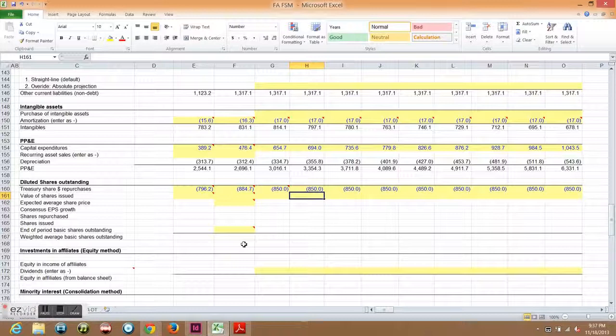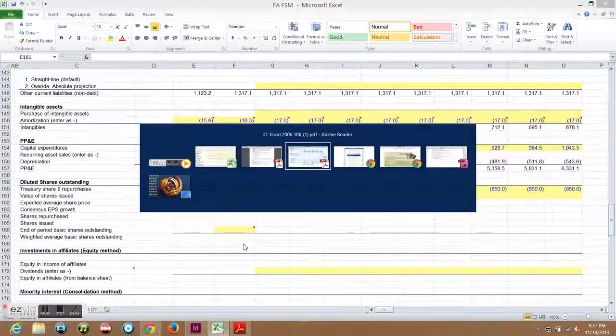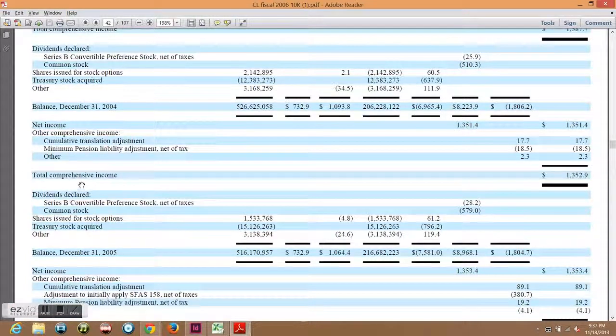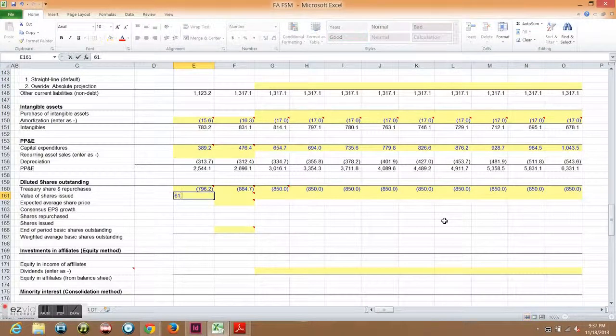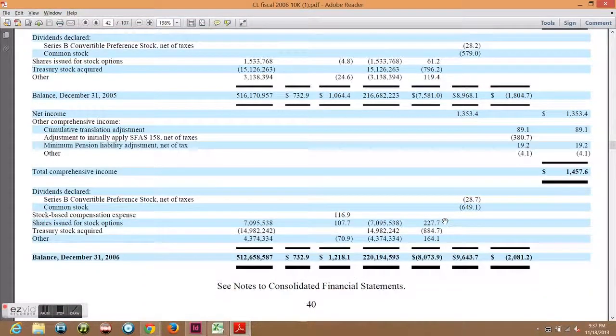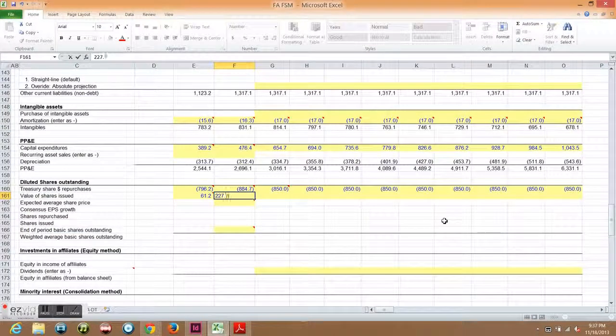Well, if you go back to your 10K, go back to our retained earnings, and go to 05, we see shares issued for stock options. This is a number we're going to use, not common stock, but shares issued for stock options. These are the shares that are going to be issued. Over here it is 61.2, and over here it is going to be 227.7. So what assumption can we make here? Typically we can just say 227.7, saying that we don't have any information, so we're gonna hold this constant.